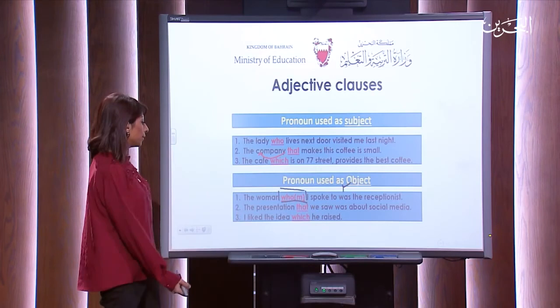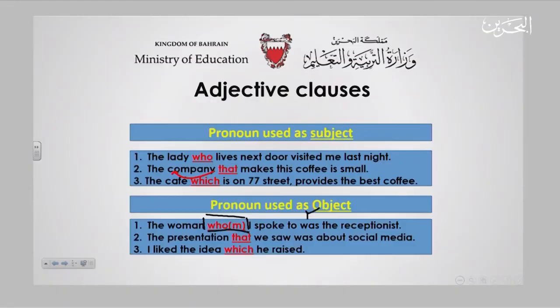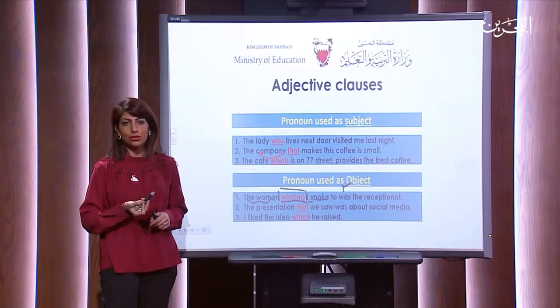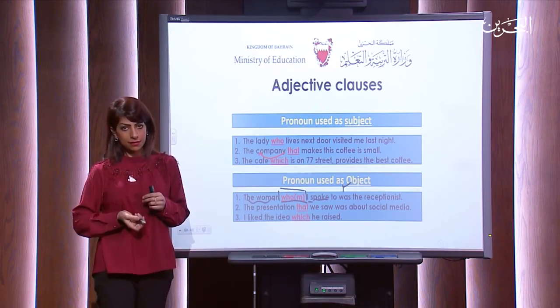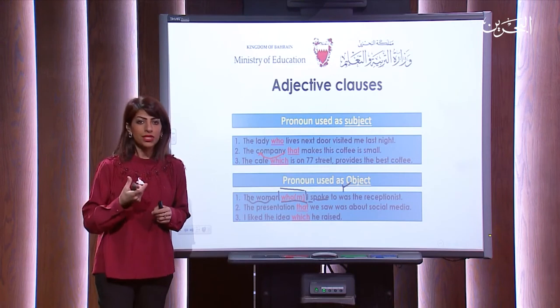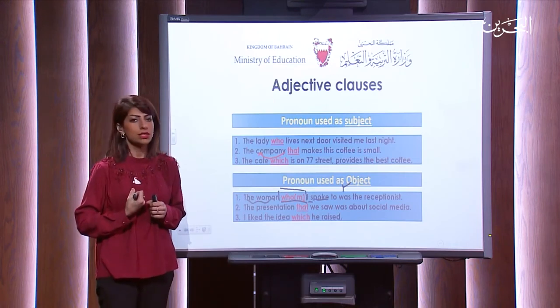Let's see the first example. The woman whom I spoke to was the receptionist. Let's see. We will analyze this example. Who is the subject here? I. What is the verb? Spoke. You spoke to who? I spoke to the woman, which means the woman is an object. In this case, I don't use who, I use whom. So, if the thing that I'm speaking or determining is the object, I use whom, not who.